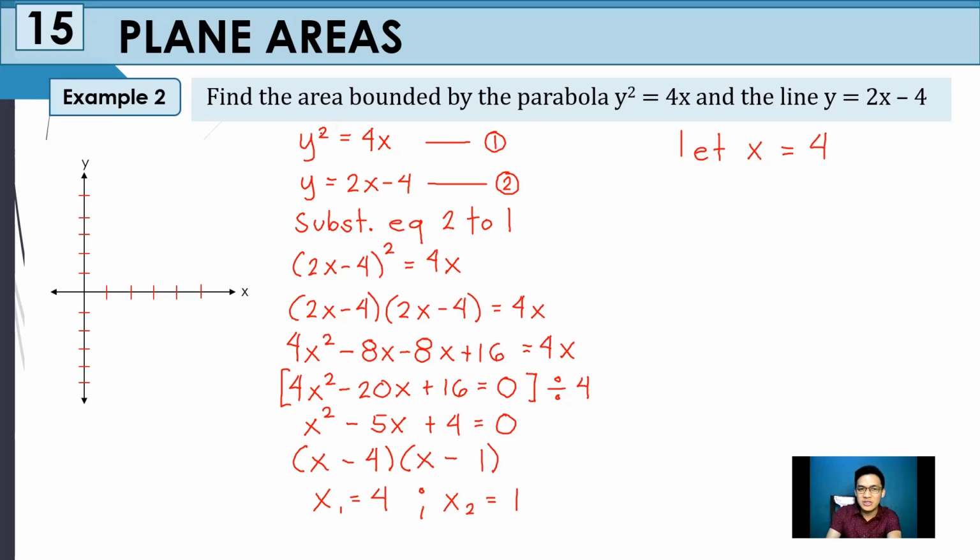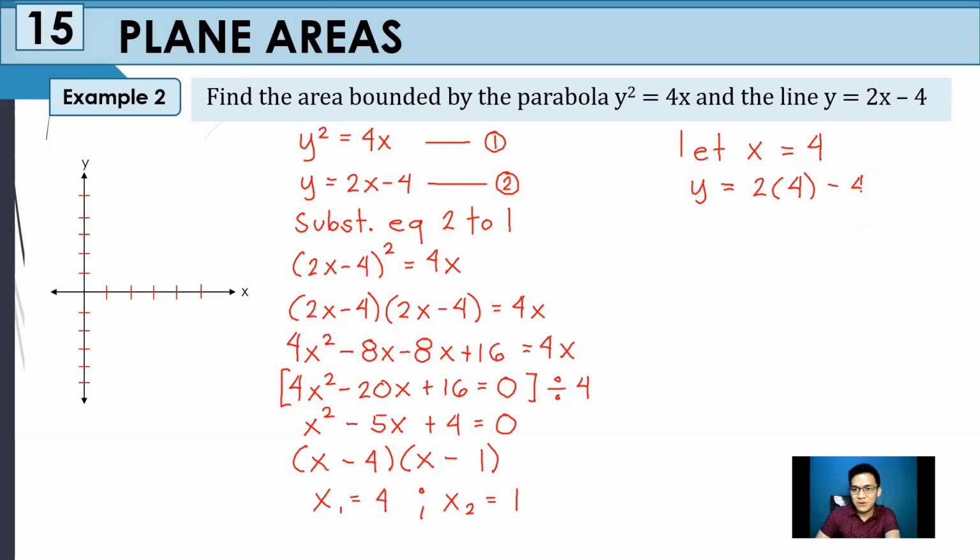So pwede mo yung i-substitute sa equation 1 or equation 2. Same lang yung answer. Pero para mas madali tayong matapos, i-substitute ko siya sa equation number 2 kasi mas easy siyang i-simplify. I-erase lang ako, class, kasi medyo pangit tingnan. Balik si 4. So, let x is equivalent to 4. Substitute natin sa second equation. That is y is equivalent to 2 multiplied by 4 minus 4.